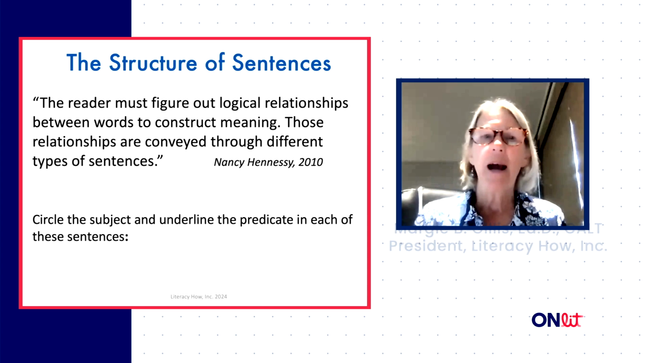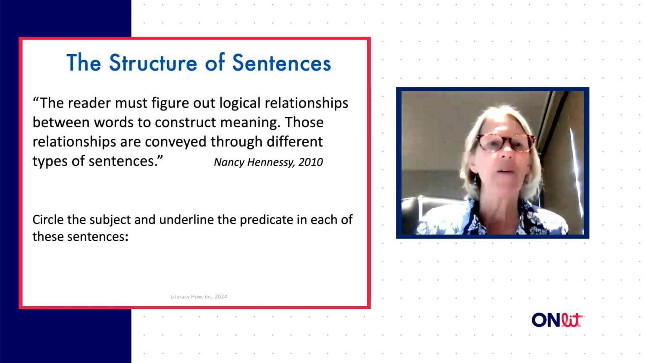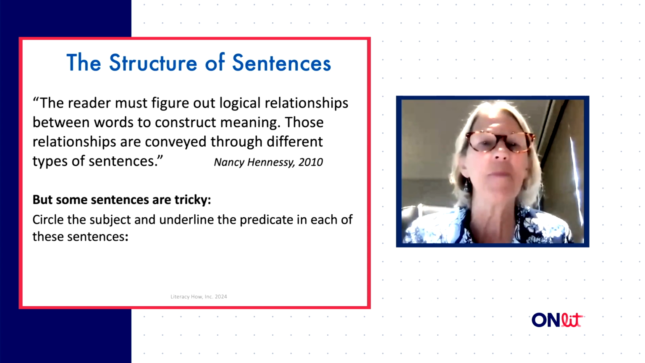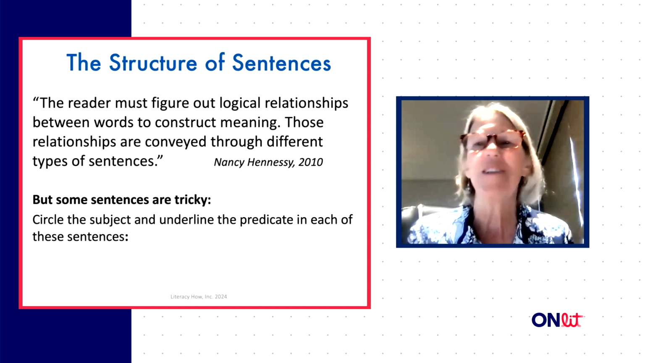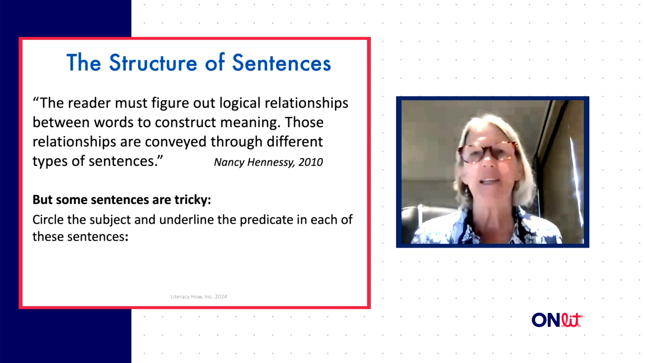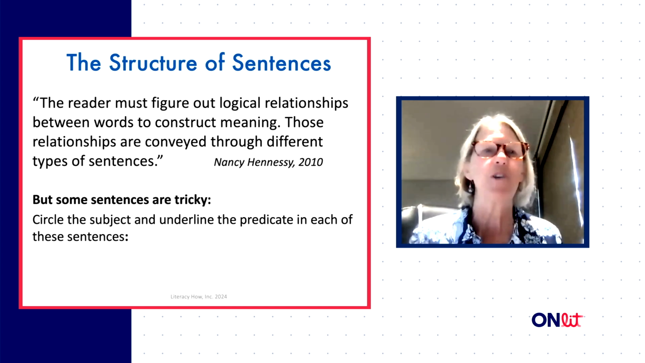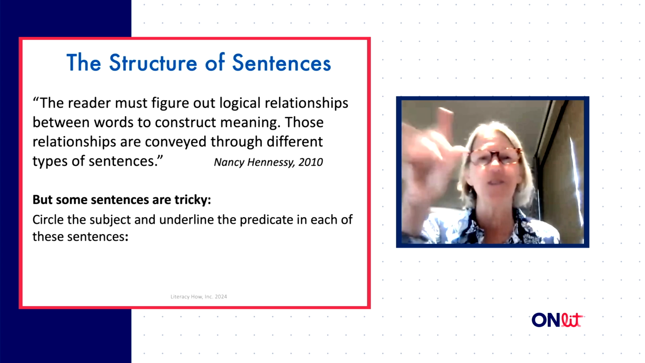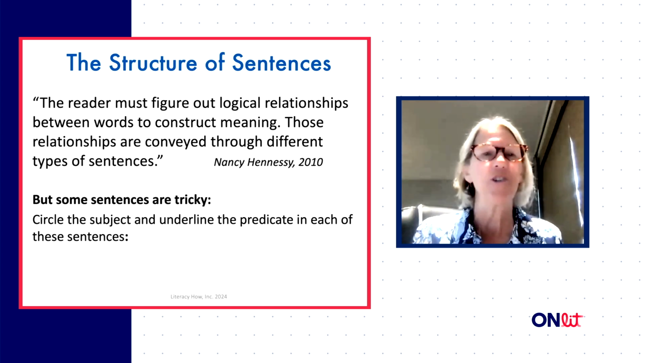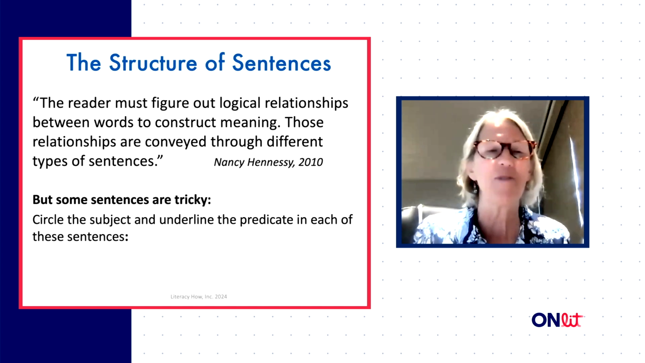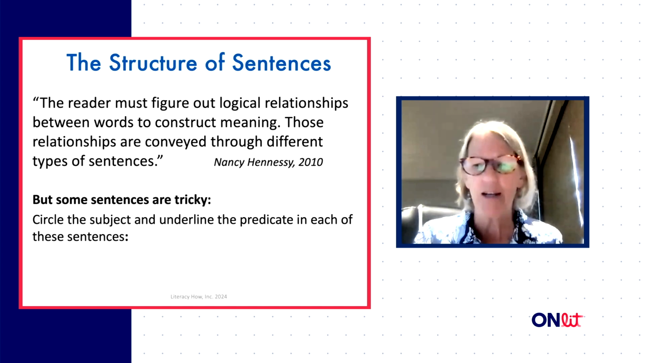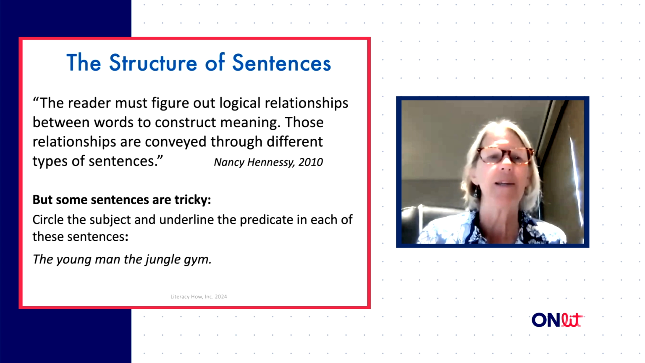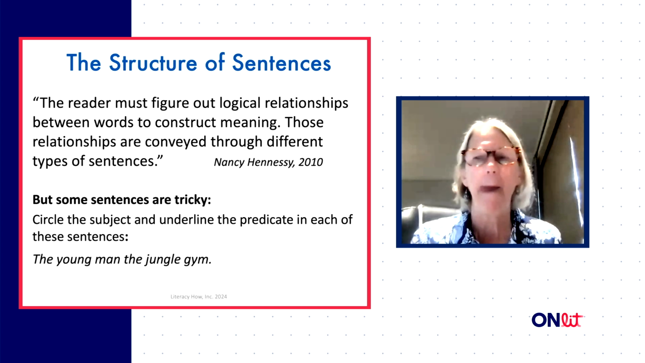Now, I want you to think about this. Some sentences are tricky. These are adult examples. You would not give these to your students, but I'm going to give them to you today. I want you to circle, or just visually, right? You're not going to circle right now because you don't have anything to circle, but pretend, or put your finger on the screen and circle the subject and underline the predicate in this sentence.